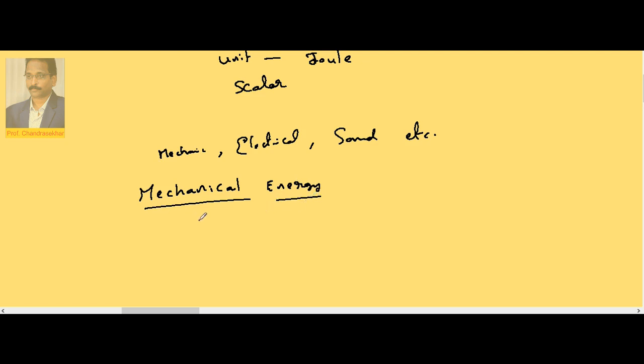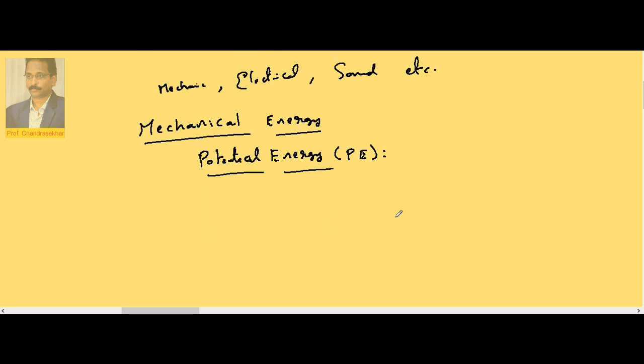The first part is defined as potential energy, simply PE. It is the energy possessed by the body by virtue of its state, position or configuration. Here we are interested in the height or position. Imagine from the ground a body of mass m is lifted to the height h.